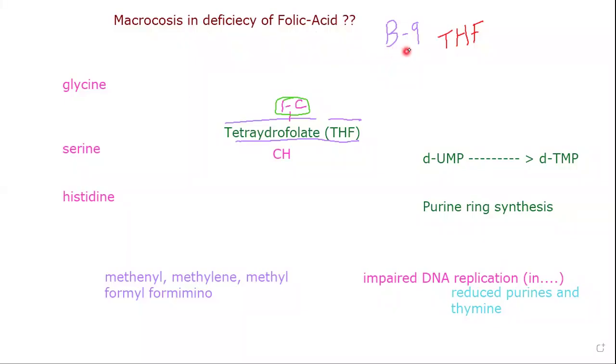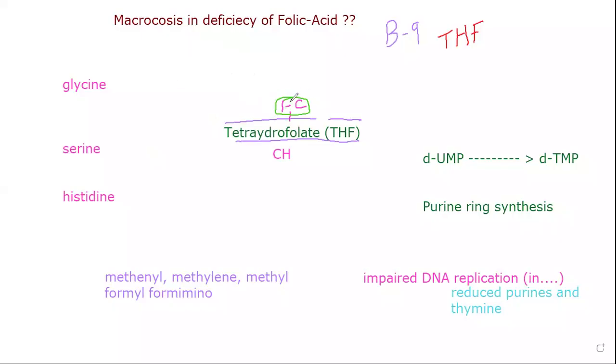Folic acid, as you all know, it is B9. It is a water-soluble vitamin of B complex group, and the active coenzyme form of it is tetrahydrofolate, abbreviated as THF. To understand why macrocytic anemia is there, we'll have to understand and outline the function of tetrahydrofolate.